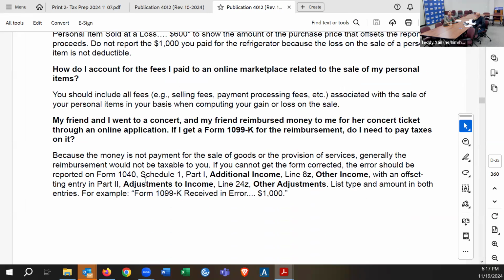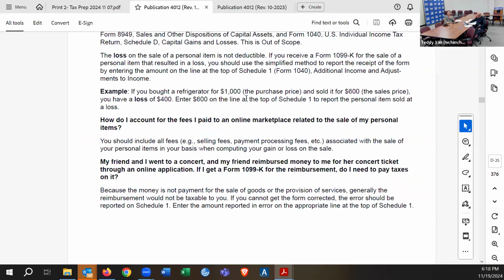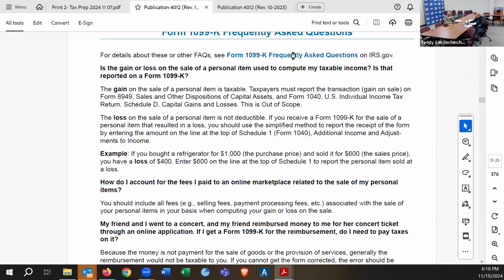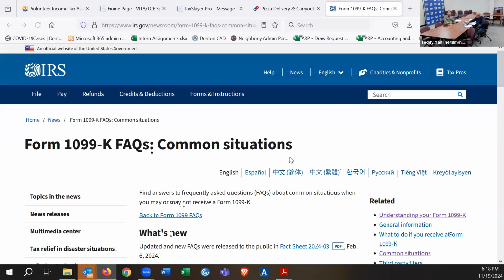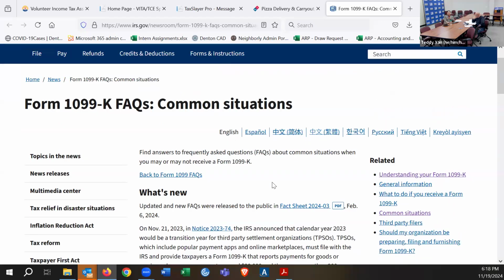The error should be reported on Form 1040, Schedule 1, Part 1, Additional Income, Line 8Z, Other Income, with an offsetting entry in Part 2, Adjustments to Income, Line 24Z, Other Adjustments. And just to make sure that they are meaning the same thing when they just say the error should be reported on Schedule 1, you can actually go to the IRS website where they have an entire section for FAQs about the 1099K.